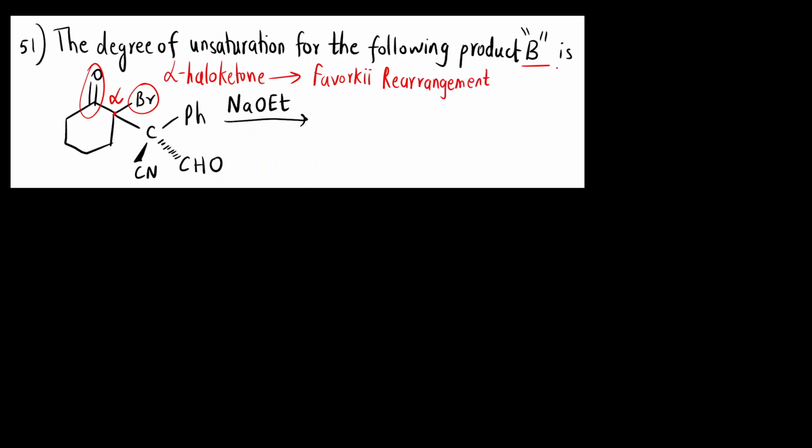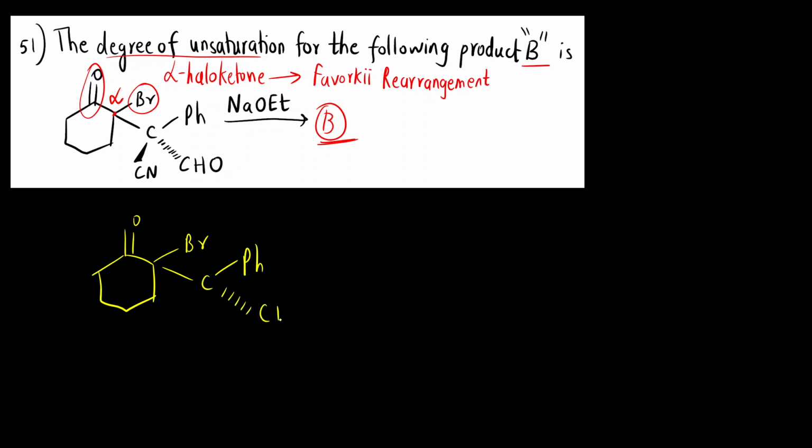What we have to do? We have to first draw the product. Product is B. That product, we have to find out the degree of unsaturation. So let us first draw the reactant that is given. C double bond O, Br, carbon, Ph, CHO, and here we have cyanide.